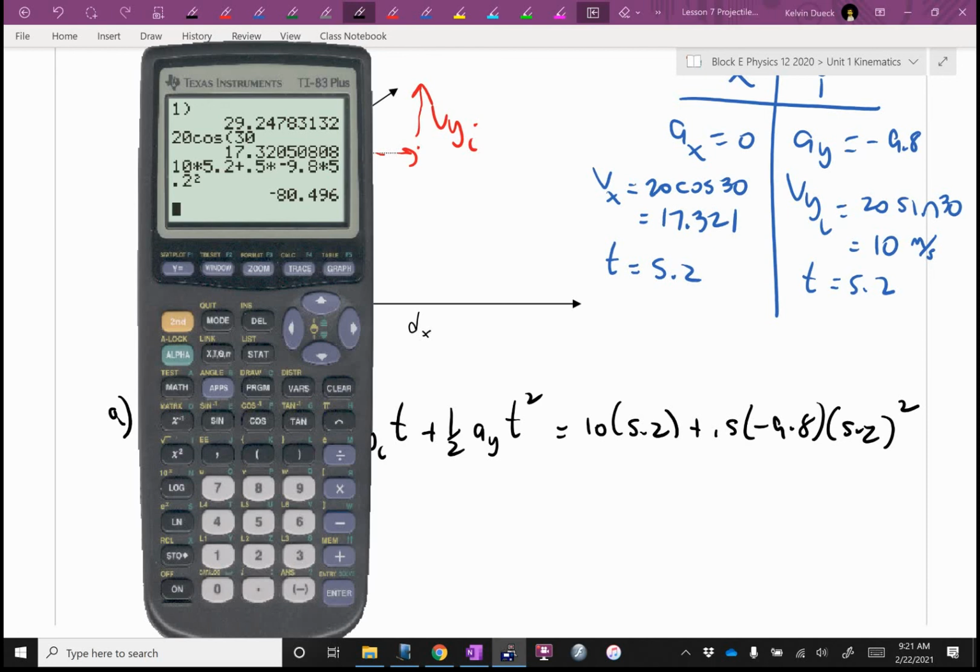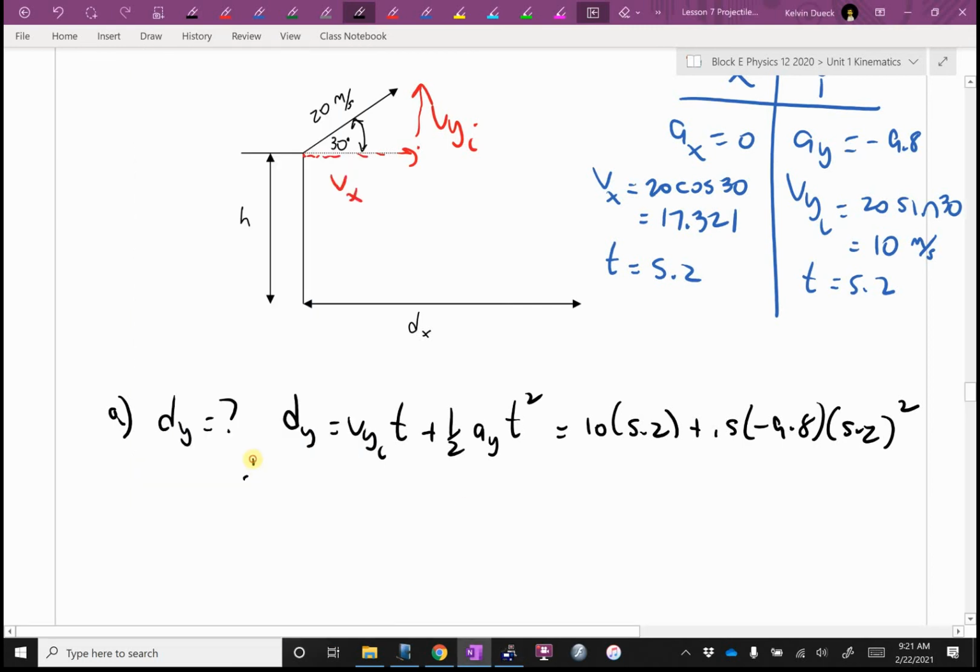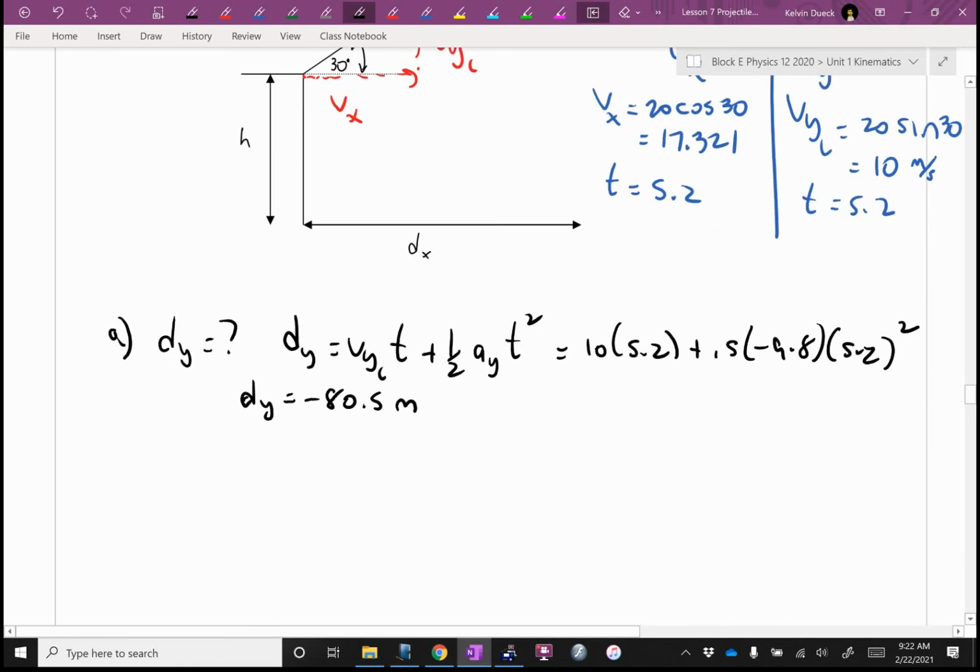Vit plus a half at squared. That's better. Negative 80.5. Negative because we ended up below where we started from. Even though I asked for the height, we found a displacement. Technically, height's a scalar, but I don't care if you leave the negative for now. In my answer key, you might see me report this answer as positive because heights are usually measured from the ground up, but there you go.